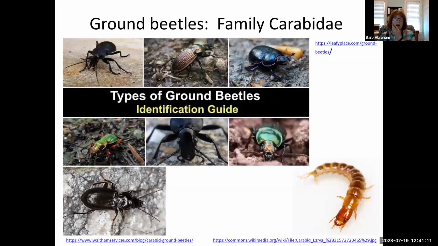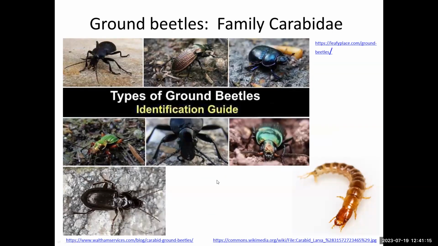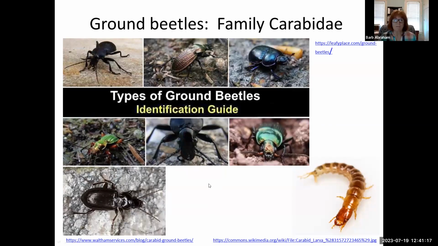Now, there are a lot of different kinds of ground beetles. So I picked up this picture off the web for you just to show you that they're not all black, but this is a very typical looking ground beetle here. And they have pretty big jaws, not quite as big as the tiger beetles, but they're very effective predators. This is a big jawed one here.